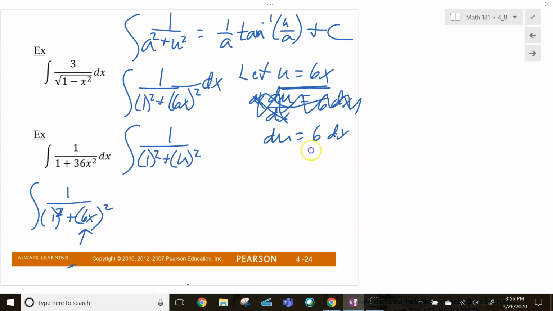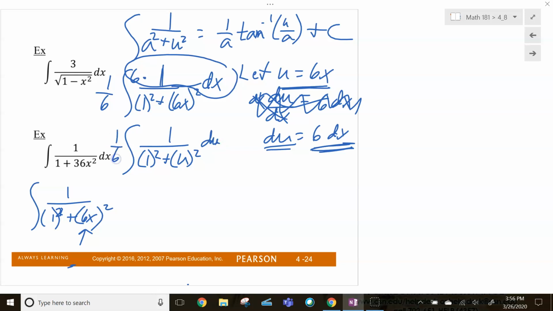And then I need 6 dx. I have 1 dx. I need 6. So I'm going to go 6 times that. That'll be my 6 dx, but I got to offset the 6 because I've changed this integral. Offset it with 1/6 because I know 1/6 times 6 is just 6. Now I have 6 dx, which, what is 6 dx? It's du, so I can put du in.